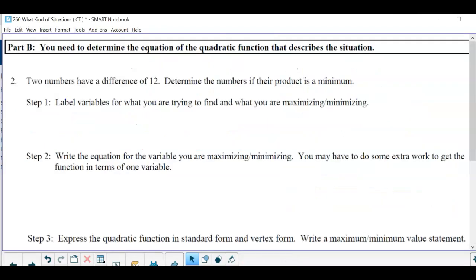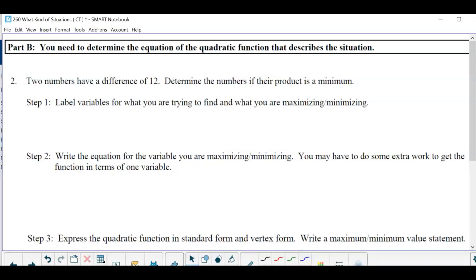This is where we have to come up with the quadratic function. So we want to label the variables, have our let statements, write the equation, and then put it into vertex form and answer the questions. So it says two numbers have a difference of 12. Determine the numbers if their product is a minimum. So anytime you see an application question that has the words minimum or maximum, you know you want to put it in vertex form so that you can see what that minimum or maximum is.